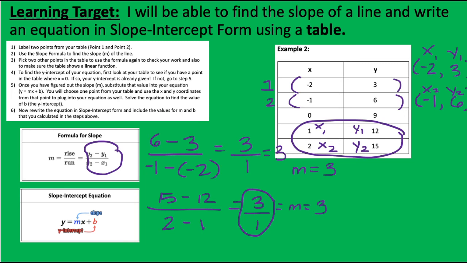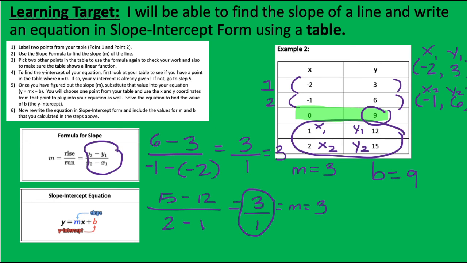So if I look at my table, wow, it's already there, because I have a point in my table in which the x coordinate is 0. And if that's the case, then I don't have to do step 5. I don't have to do all that calculating. I already know that b, and b stands for the y-intercept, b is equal to 9. Okay, so now I can skip step 5 and move on to number 6.